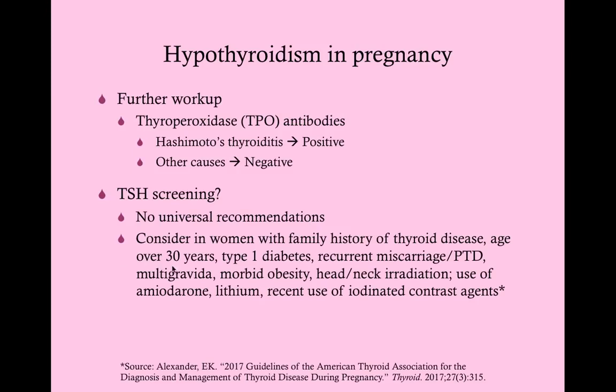Age over 30 years. So I don't want to say old women because I'm turning 30 next year. But age over 30 years, that's about, I would say, probably 30 to 40% of your women right there. Type 1 diabetes, recurrent miscarriage or preterm delivery, multigravida, that's a lot of women right there. Morbid obesity, that's a lot of women, definitely in this country, fat country we live in. Head neck irradiation, and then use of amiodarone, lithium, that's a big one. And then recent use of iodinated contrast agents.